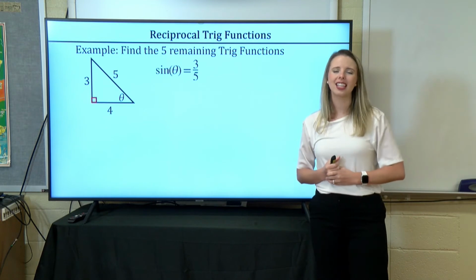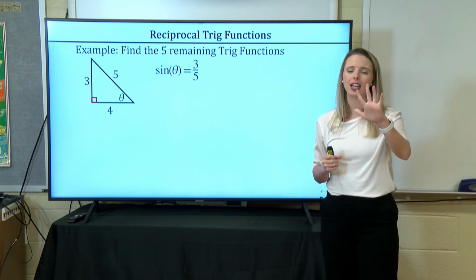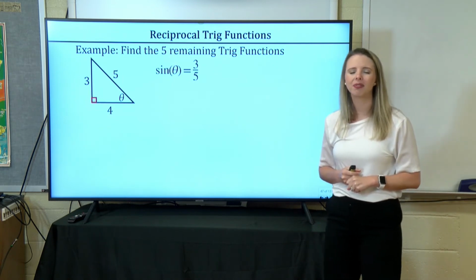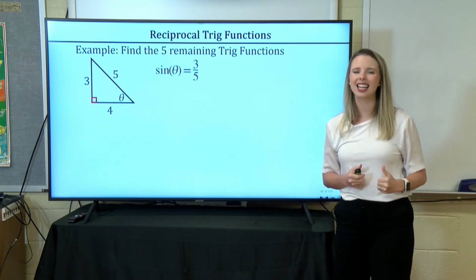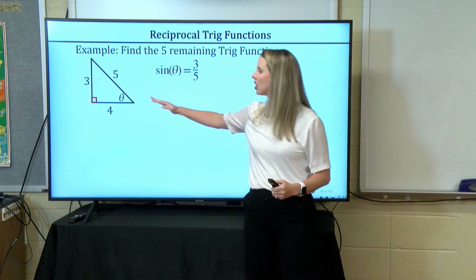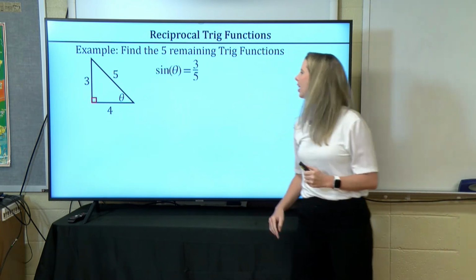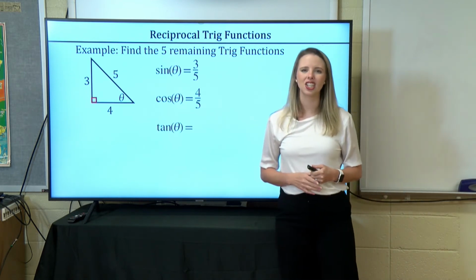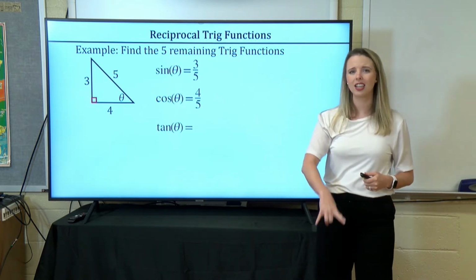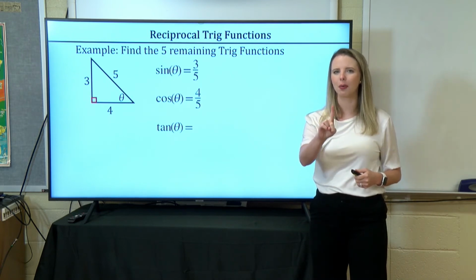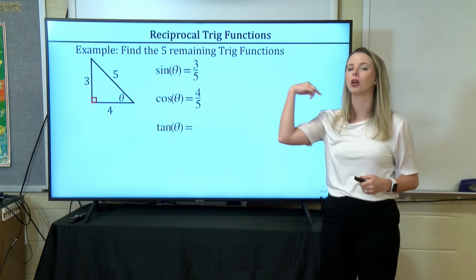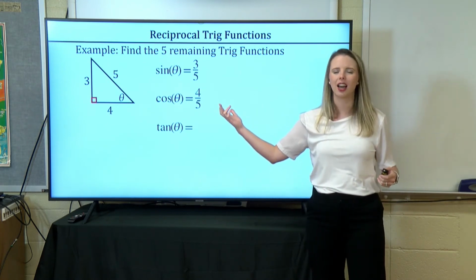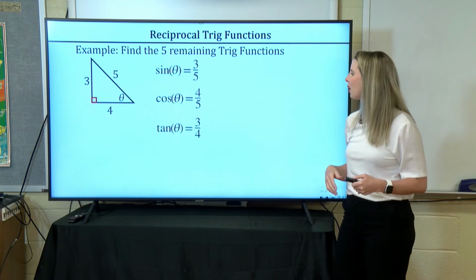But we still need to find the 5 remaining trig functions. We know sine is 3/5. What about cosine? It's adjacent over hypotenuse. What side is adjacent to our angle? Which side is touching our angle? 4. So cosine is going to be 4/5. What about tangent? You can either say it's sine over cosine. That's a very important relationship to know, especially for those of you who are eventually going to progress to calculus. Or you can say it's opposite over adjacent, which is 3/4.